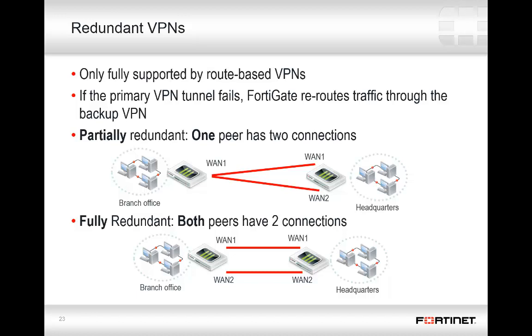2 types of redundant VPNs exist. Partially redundant: on one peer, usually the hub, a backup ISP is available if the main ISP is down. Each VPN terminates on different physical ports. That way, FortiGate can use an alternative VPN if, for example, ISP1 or WAN1 fails. But on the other peer, usually the spokes, both VPNs terminate on the same physical port, so the spoke is not fault tolerant. Fully redundant: both peers terminate their VPNs on different physical ports, so both hub and spoke are fault tolerant.